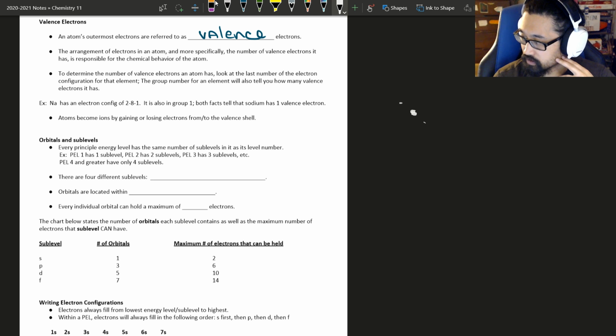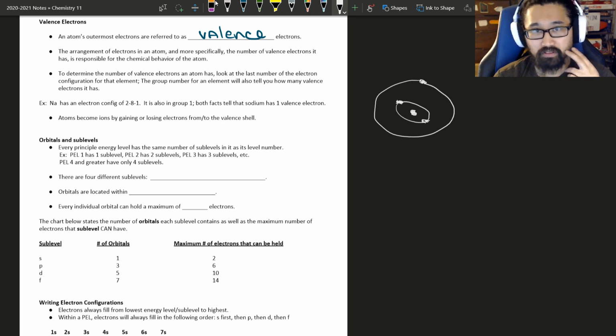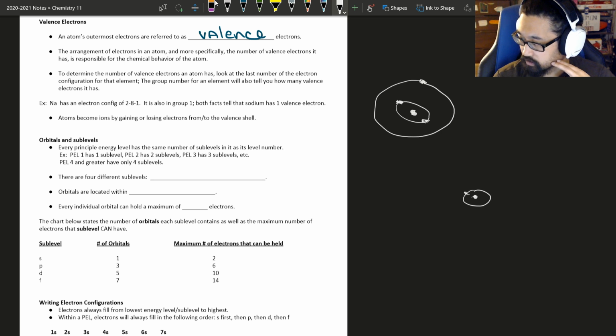Let's say an atom of lithium, right? So this is lithium, which is 2-1, interacts with fluorine, which is 2-7. So here's a fluorine nucleus. There's 2 here, and then it has an outer shell. 1, 2, 3, 4, 5, 6, 7.